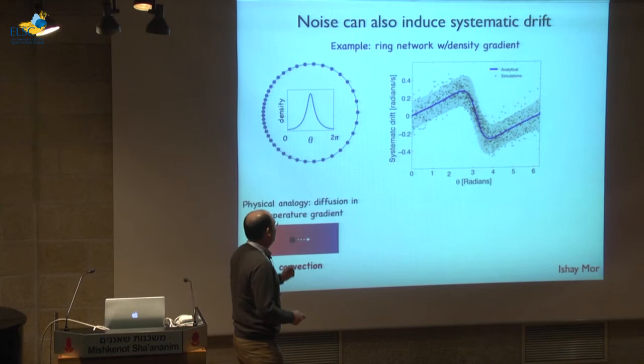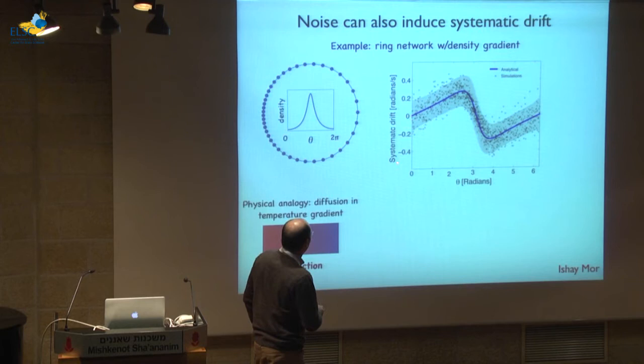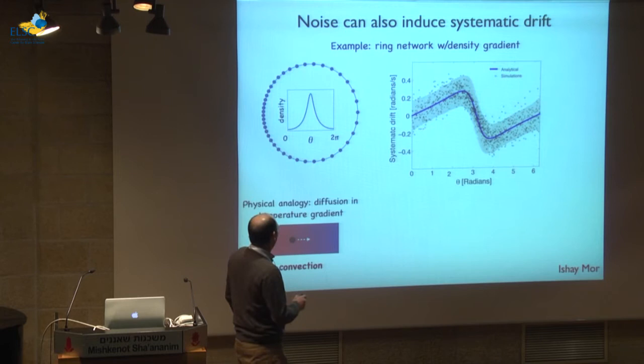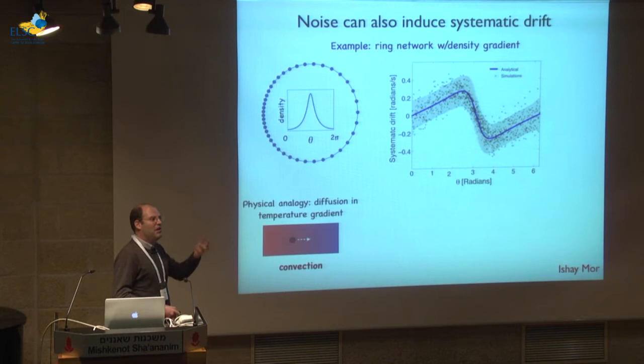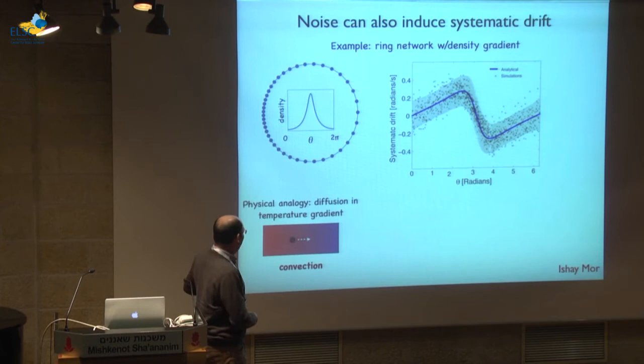We can also calculate the systematic drift and compare it to simulations. I will not say much more about this. I will just mention that there is an intriguing analogy between this situation and a physical system, a particle, say, diffusing in a gradient of temperature. For this particle, there is no driving potential that makes it want to move to the right or to the left, but we know that there's convection in such a situation.